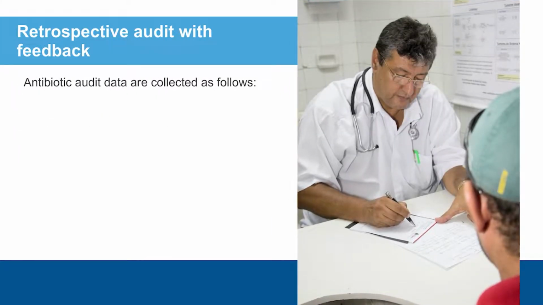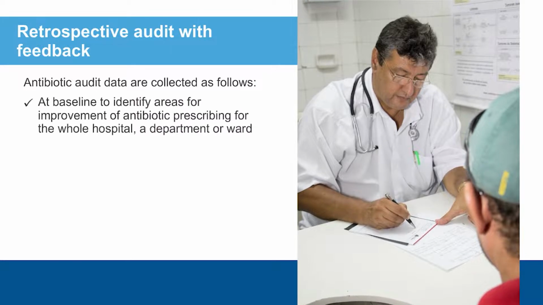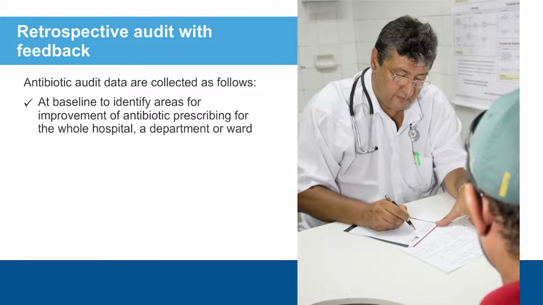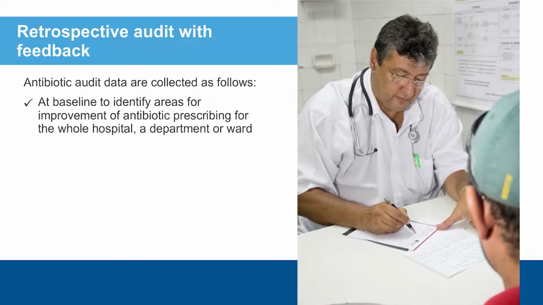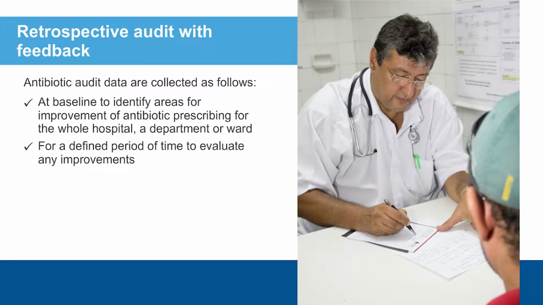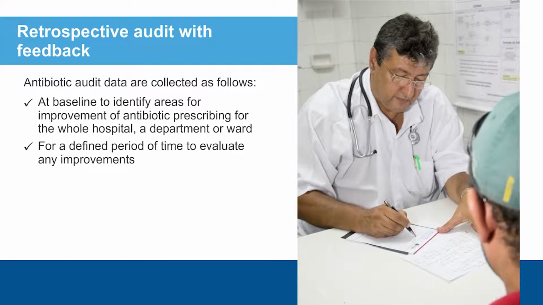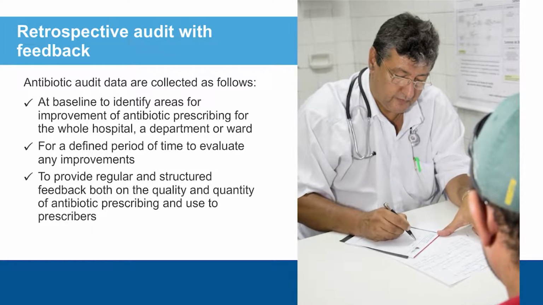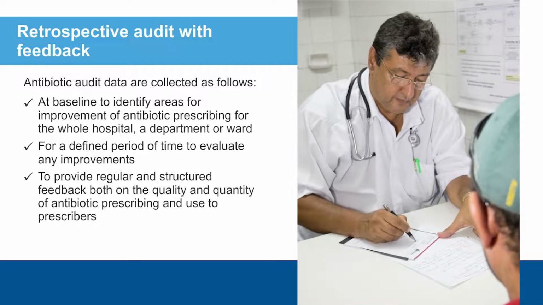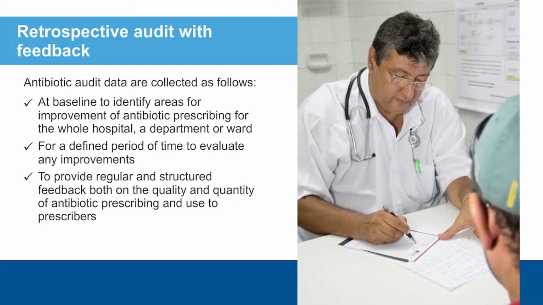Antibiotic audit data are collected as follows. At baseline, to identify areas for improvement of antibiotic prescribing for the whole hospital, a department or ward. For a defined period of time to evaluate any improvements. To provide regular and structured feedback, both on the quality and quantity of antibiotic prescribing and use to prescribers.